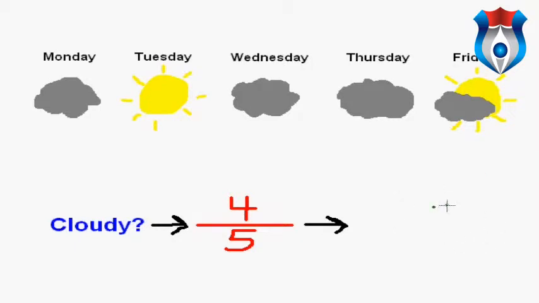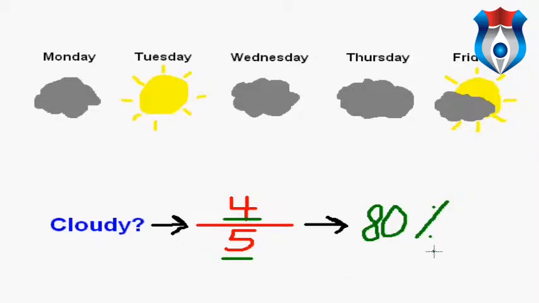So I need to turn this 4 out of 5, or 4/5, into a percent. To do that, I simply divide my 4 by my 5. And when I do that, I get 80%. So at least for this week, the probability that it's going to be cloudy is 80%. Or another way of saying it is, there's an 80% chance that it's going to be cloudy.